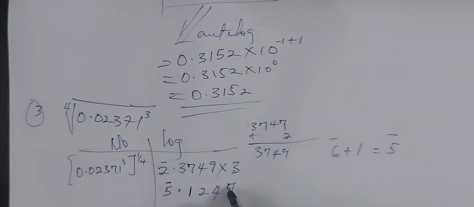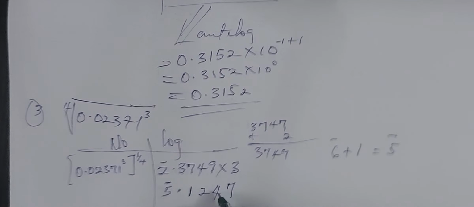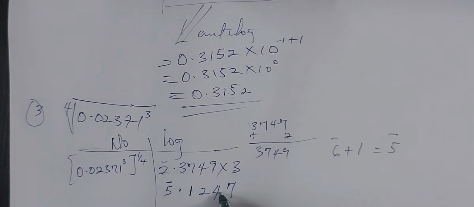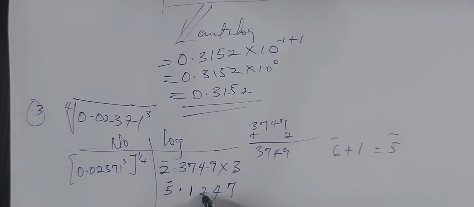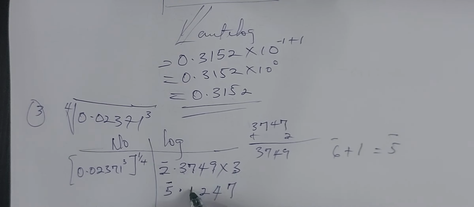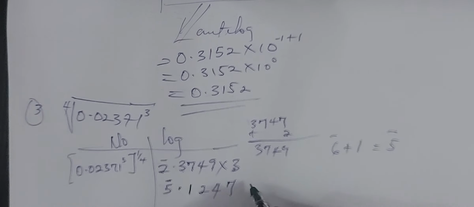3 times 9, 27. Take away 2, write down 7. 4 times 3, 12. Plus 2 we carry, make it 14. Write down 4. 3 times 7, we have 21. Plus 1 you carry, 22. Take 2. 3 times 3, 9. Plus 2, that is 11. Write 1, carry 1. 3 times bar 2, bar 6. Plus 1 we carry, and we have bar 5.